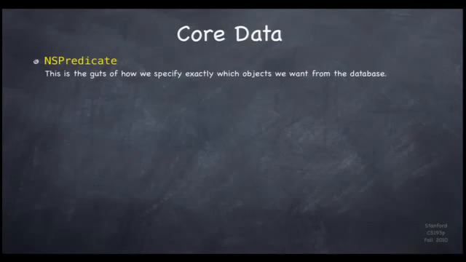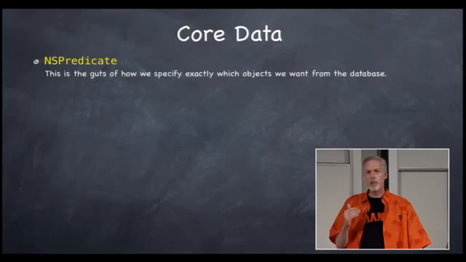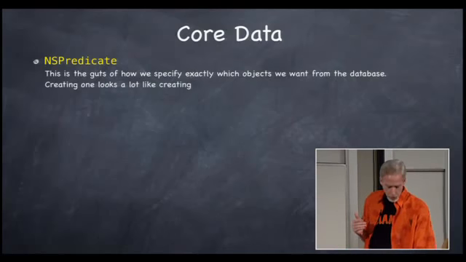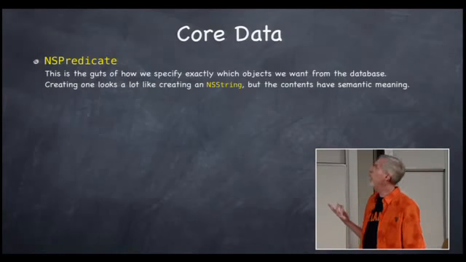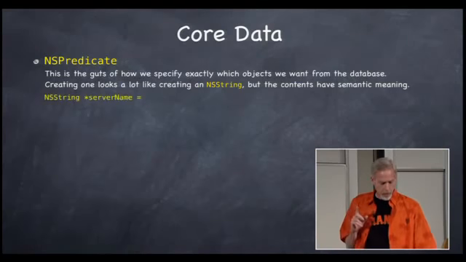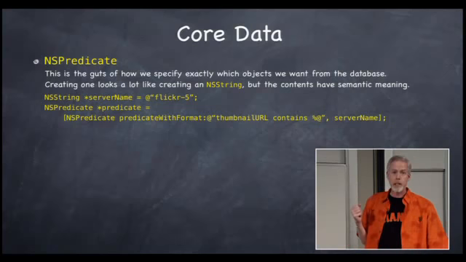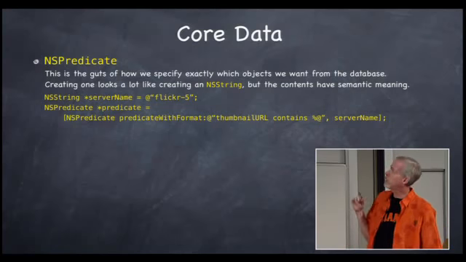All right, so NSPredicate. So this is really the guts of the fetch request. This is really the thing that says which particular objects you want. Creating one looks a lot like creating an NSString. For example, there's this predicateWithFormat:. It's got a format string, which kind of looks like an NSString's format string.